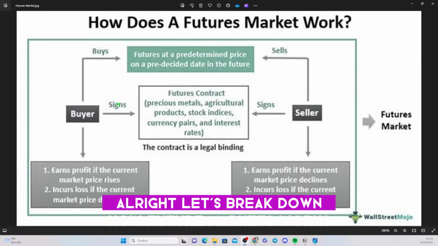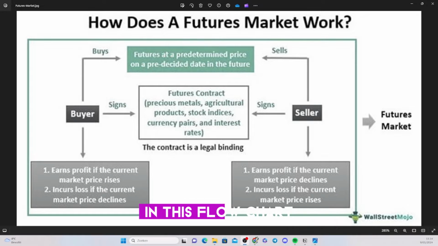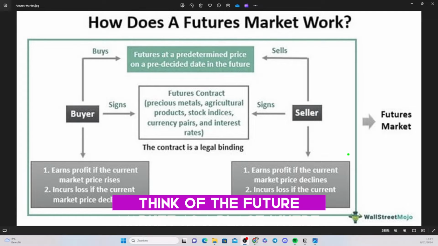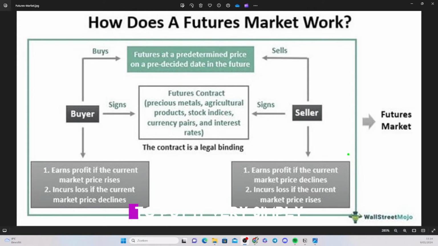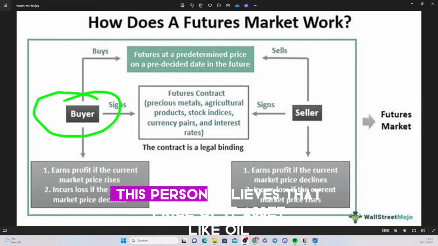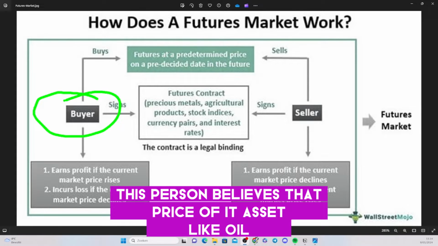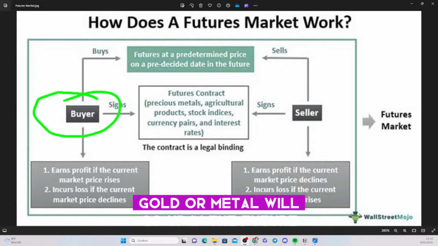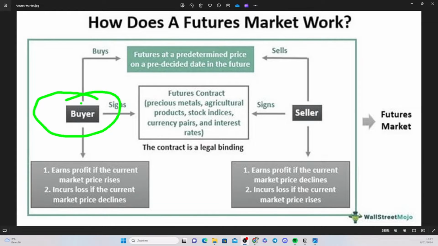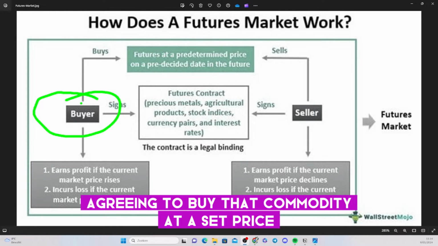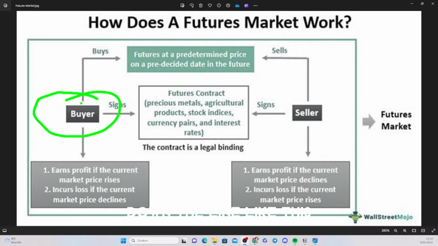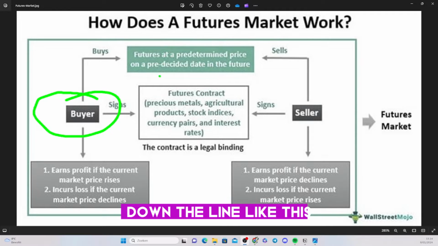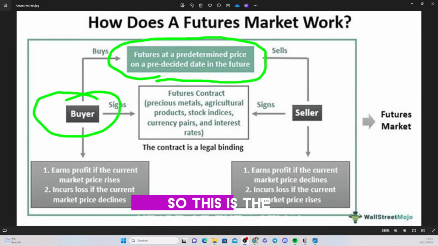Alright, let's break down how futures markets work in this flow chart. Think of the futures market as a place where people trade promises about future transactions, to put it very simply. Firstly, we have a buyer. This person believes that the price of an asset, like gold or metal, will go up in the future. So they enter a futures contract, agreeing to buy that commodity at a set price on a specific date down the line, like this. So this is the heart of the action.